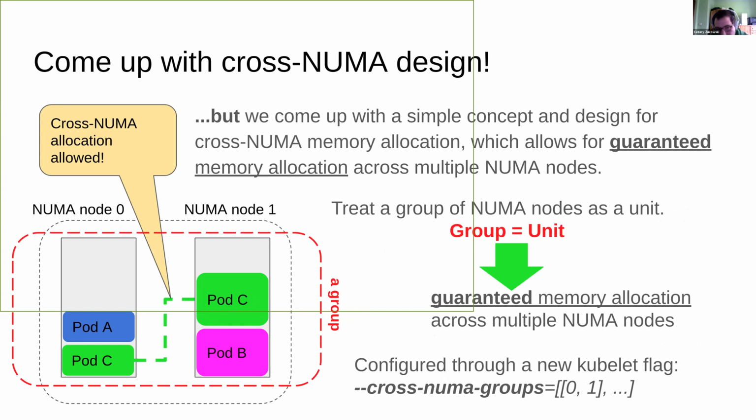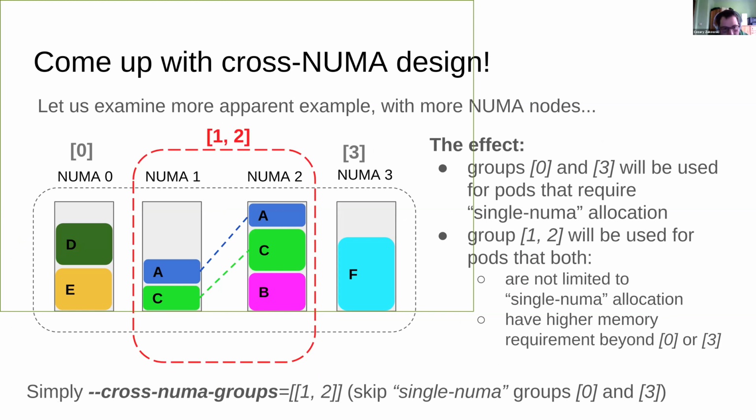So we just came up with a simple concept and design to enable cross-NUMA memory allocation. We treat a group of NUMA nodes as a unit, and we configure such units through a new Kubelet flag. The name of the flag is the cross-NUMA groups flag. And could we go to the next slide? Because in the next slide, I think there is a more apparent example with more NUMA nodes.